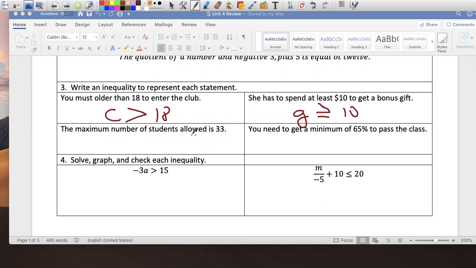The maximum number of students allowed is 33. So in this classroom, actually, I think that's the rule. The max is 33. So in this classroom, the letter is C. So the maximum number means that I can have 33 and lower, and it will be legal. You need to get a minimum of 65 to pass the class. So to pass the class, I'll use P, and we're using 65 as our reference number. So in order to pass, my grade has to be either greater than 65 or even equal to 65.